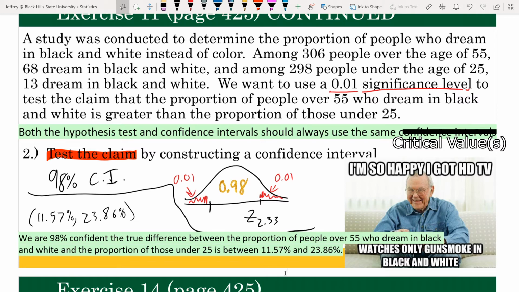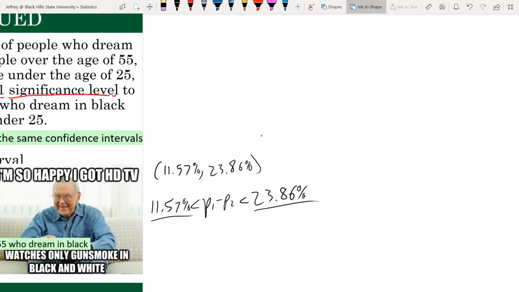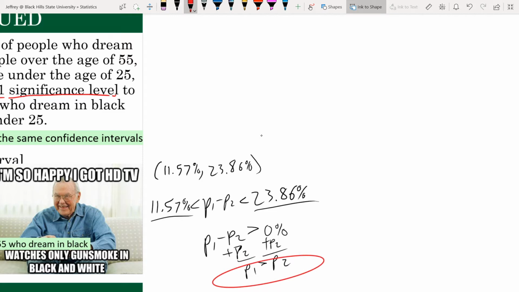So does this suggest that we have a similar result compared with the hypothesis test? Whether or not it does match our results, notice that both of these numbers are in fact positive. So this suggests that P1 minus P2 is in fact greater than 0%. If we were to add P2 on both sides, notice that we would end up with P1 is greater than P2. And this basically confirms the claim, which we had sufficient evidence to support.